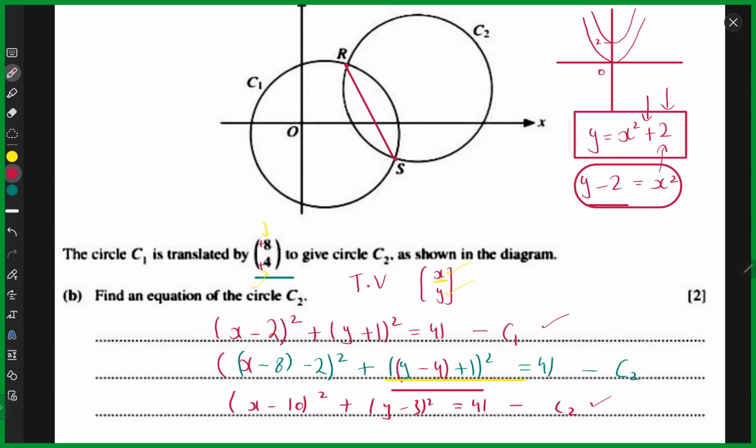You are only supposed to find the gradient, and you're just going to use a point lying on the line, that can be R or S, and then you would be able to find it very, very easily.